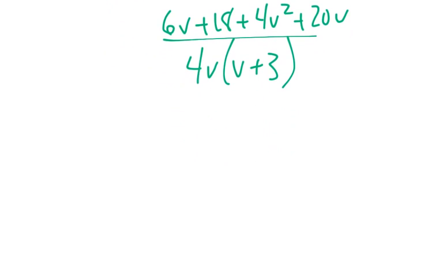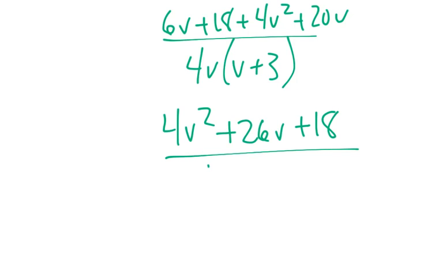So we can combine like terms. We end up with 4v squared because we like to write the highest degree first, plus 26v plus 18 over 4v times v plus 3. Okay, then if we really wanted to get crazy and check, see if we can eliminate anything, which we should, we can try to factor that 4v squared plus 26v plus 18.